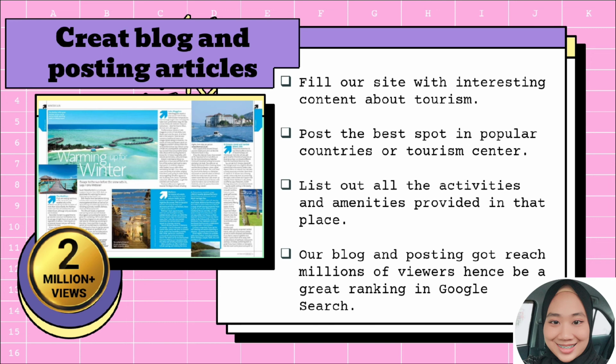Second, we create a blog and post articles. It is beneficial to fill our site with interesting content in the form of useful articles about tourism. We always post the best spots in the country such as Langkawi, Kuala Lumpur, Genting Highlands, Penang Island, Malacca, and so on. We also list out the interesting activities and amenities provided there, so tourists will be more attracted to go there. We always update what is new in our promotions or new spots for our tourists. Our blog and posts have reached millions of views, hence our company has a great ranking in Google search.